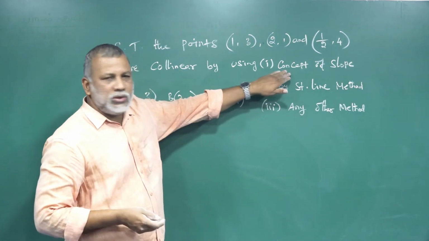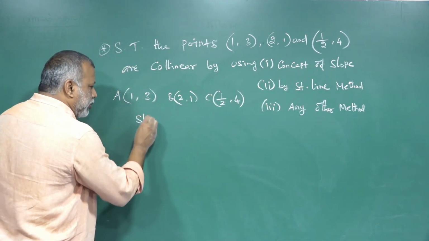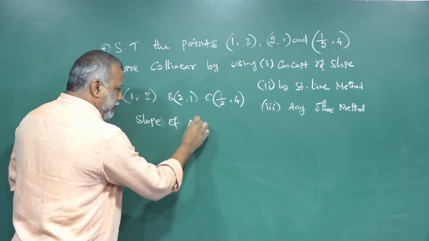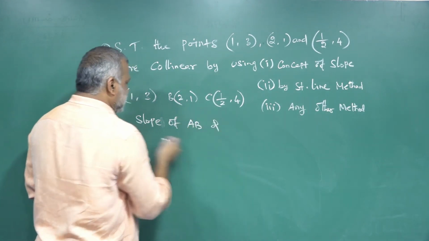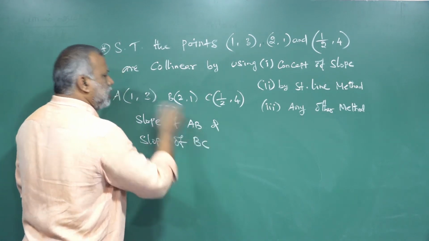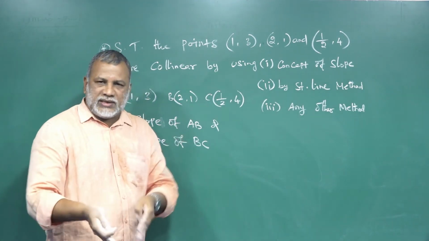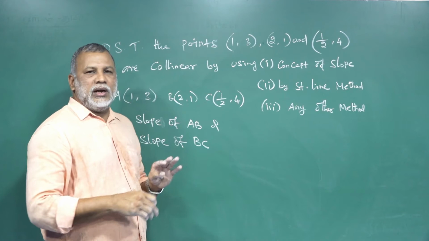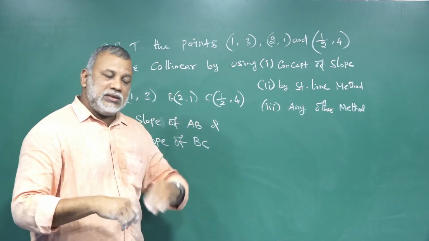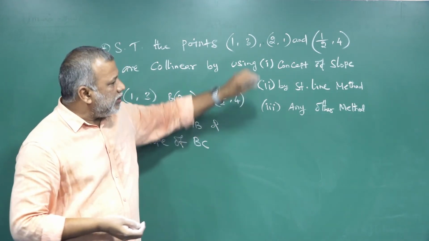You are able to follow the same concept. You need to find the slope of AB and the slope of BC or AC, that is your wish. If the slopes are equal, as we just discussed, then the given three points are said to be collinear. That is the logic we just worked out in the previous question. So dear students, you can follow that one.